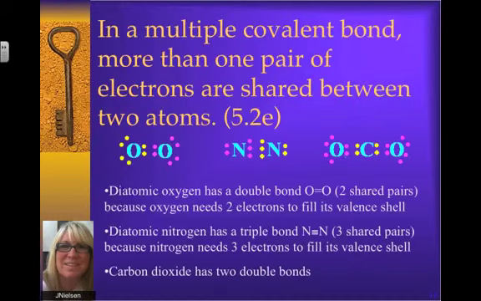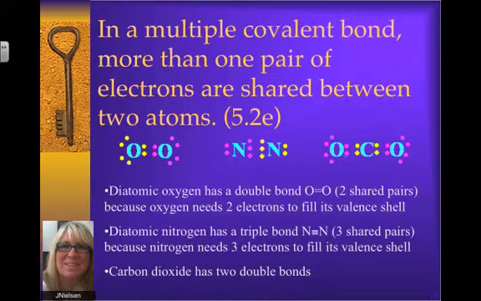In a multiple covalent bond, more than one pair of electrons are shared between two atoms. Here, when oxygen bonds with itself, it has 6 valence electrons. So if it bonds to another oxygen, it needs a double bond between it because it needs to pick up 2 more. Nitrogen, on the other hand, has 5 valence electrons. It needs to pick up 3 more in order to achieve its octet, so when it bonds to itself, it'll be via a triple bond.